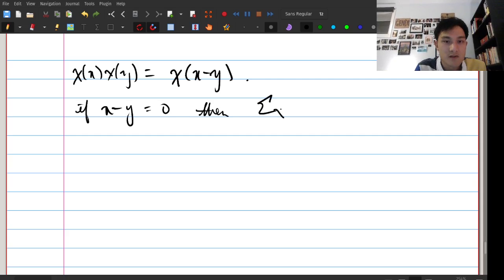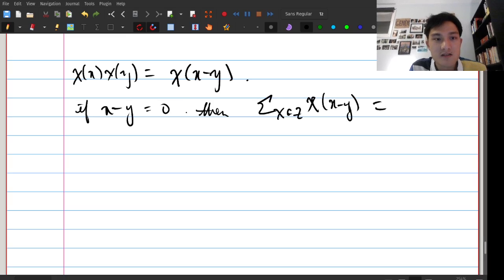the sum over all chi in Z hat of chi x minus y. So overall the sum of chi of chi x minus y is equal to, well, if x minus y is 0, this is going to be 1, 1, 1, 1, 1. So it's the size of Z hat. Sorry, this is Z hat.